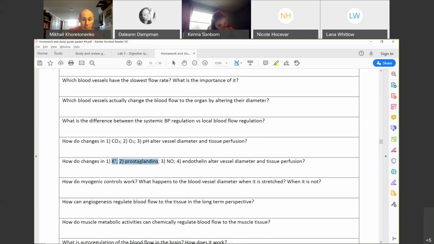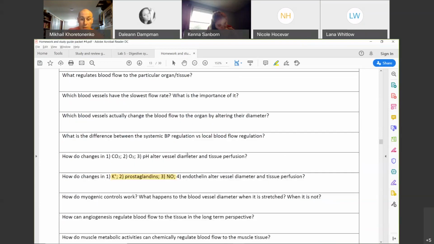Same is true for potassium and prostaglandins and nitric oxide. It all leads to vasodilation and tissue perfusion. Endothelin leads to vasoconstriction and decreased tissue perfusion. So obviously, if I ask you, what's going to happen to the vessel diameter if pH goes up? You tell me, well, they constrict.